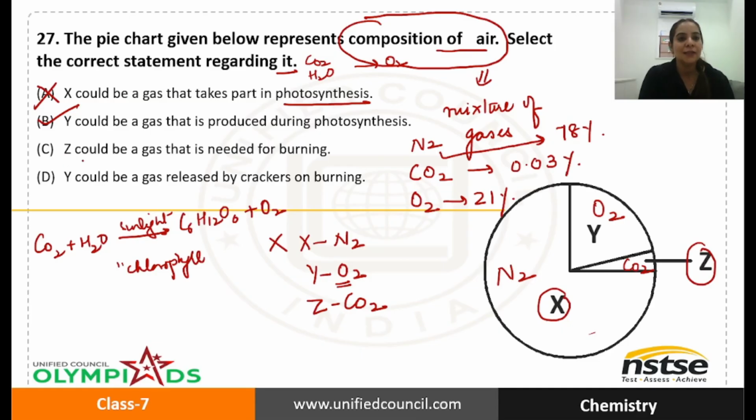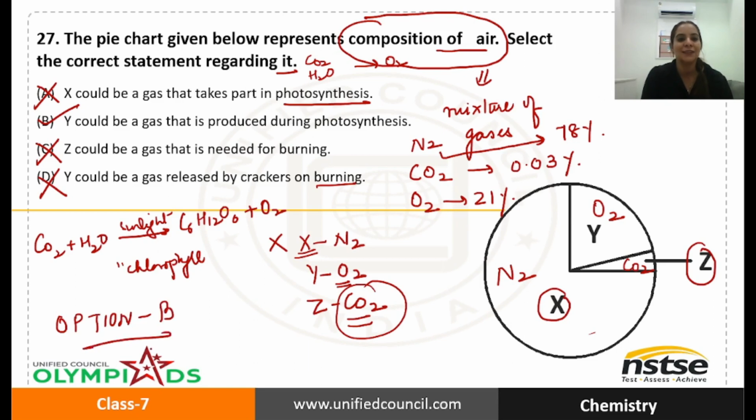Okay, option C says Z could be a gas needed for burning. Z is CO2. No, CO2 is not a supporter of combustion, or we can say that CO2 doesn't support combustion. It extinguishes the fire. It is a non-supporter. So again, this statement is false. Y could be a gas released by crackers on burning. Whenever we are burning something, what do you get? On burning, you get carbon dioxide. So this statement is again incorrect. So which one is right? Out of all, only option B is the correct answer.